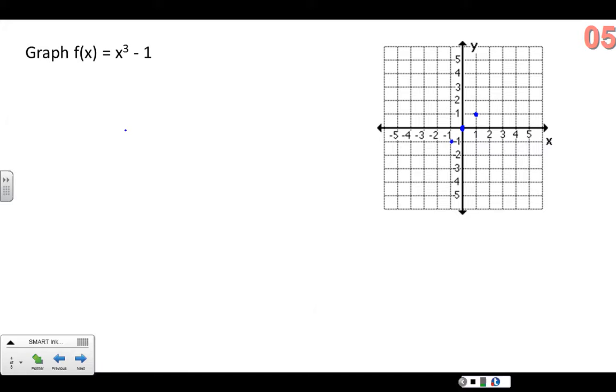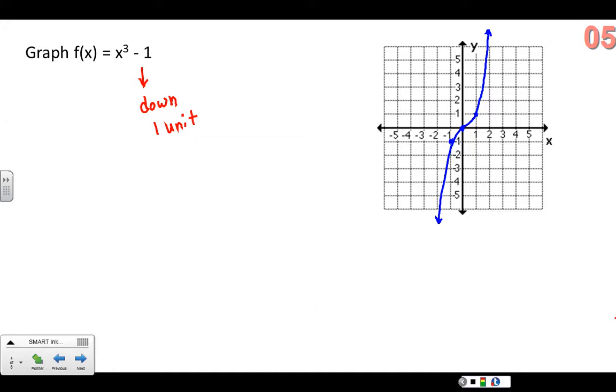Negative 1 cubed is negative 1. Negative 2 cubed is negative 8. So this thing's going down this way and then up this way. Now that's just your basic curve x cubed. The fact that we're subtracting 1 from the entire function, this is going to shift the graph down 1 unit. All the points from your original curve are going to move down 1.